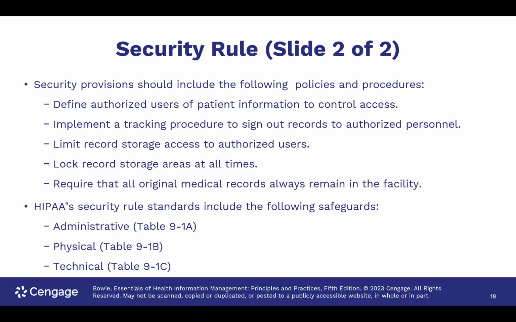HIPAA security rule standards also include the following safeguards: the administrative, the physical, and the technical. And these are illustrated in tables 9-1A, 9-1B, and 9-1C. Please pay special attention to these three tables.